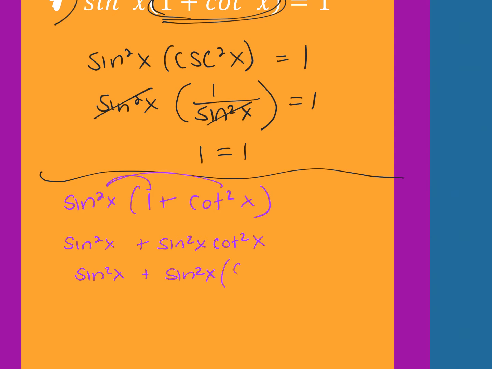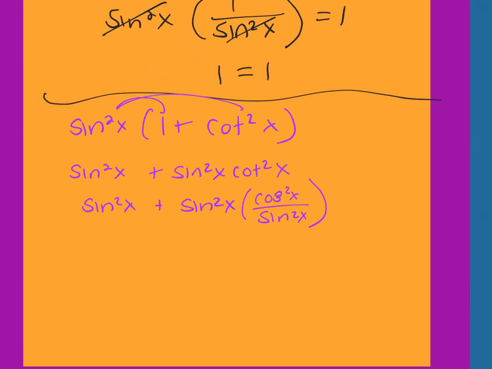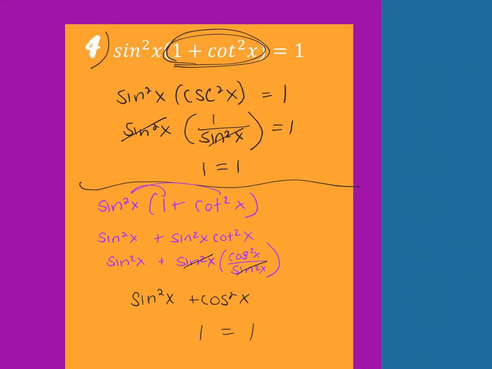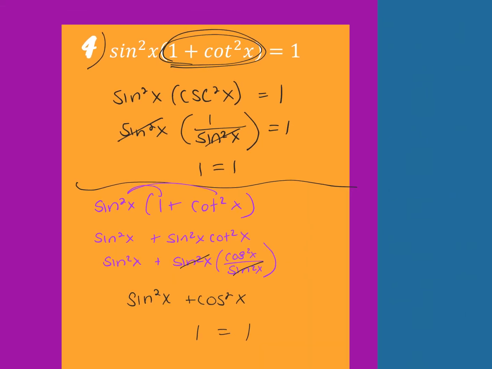Cosine over sine. And then what happens with my sine squareds? They cancel. I get sine squared x plus cosine squared x, which is what? 1. So two completely different ways to do it. Both would get 100% full credit.